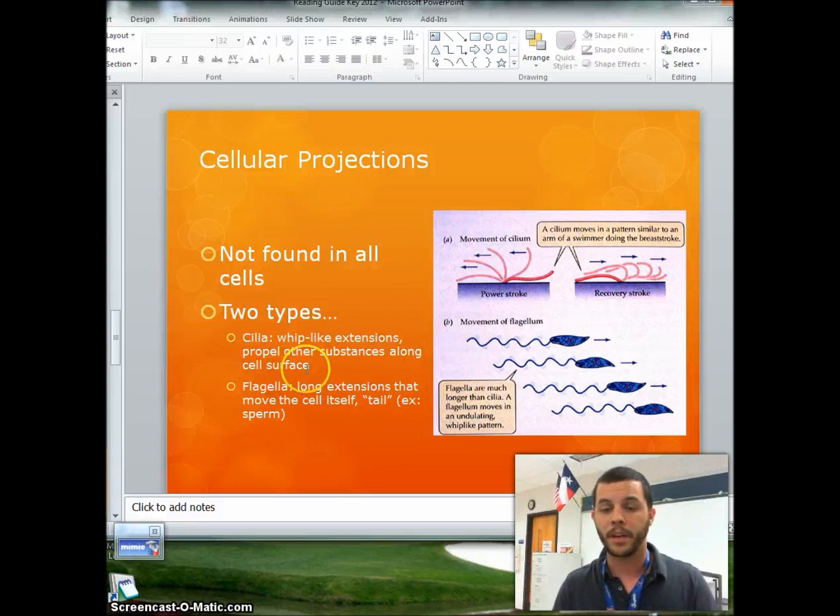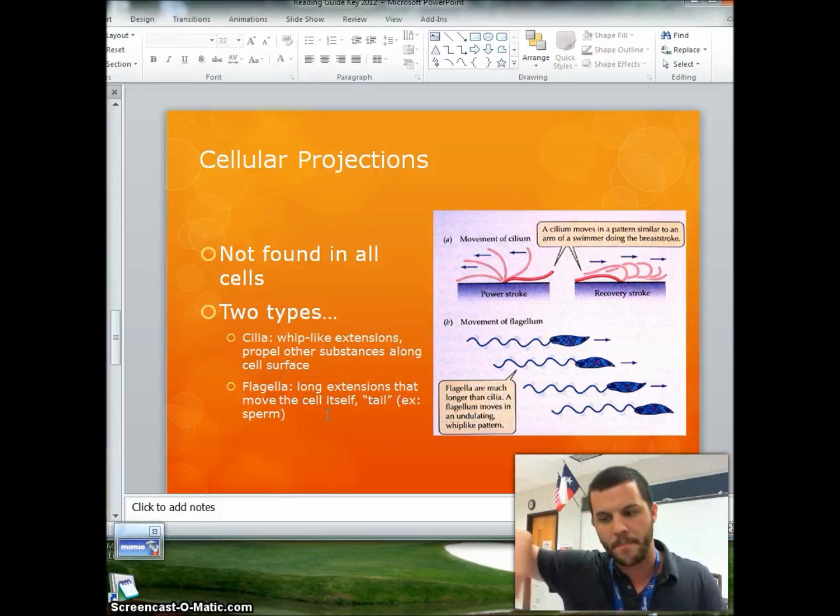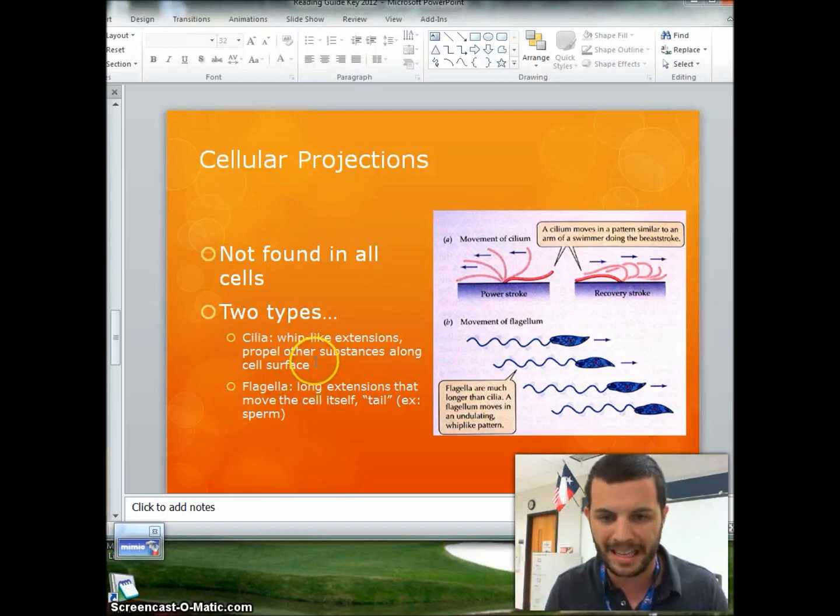Okay, we also have flagella. Flagella are, instead of a whip-like motion, actually like a motor that turns, okay? And it's going to turn and turn and turn and turn, and it's going to make your cell be able to swim like a boat.